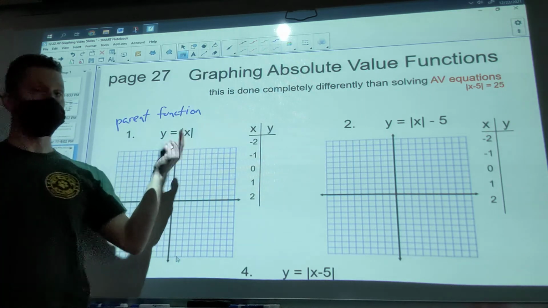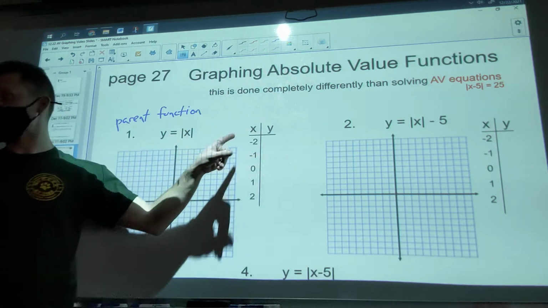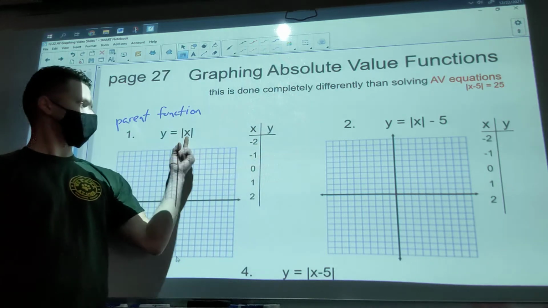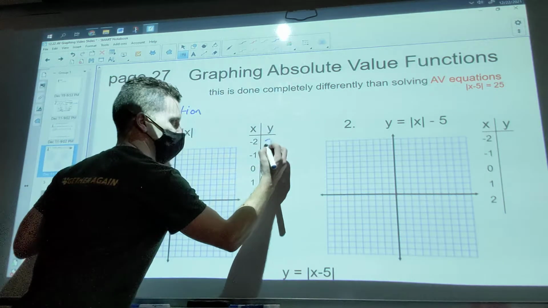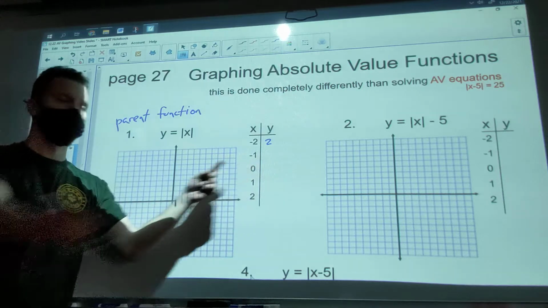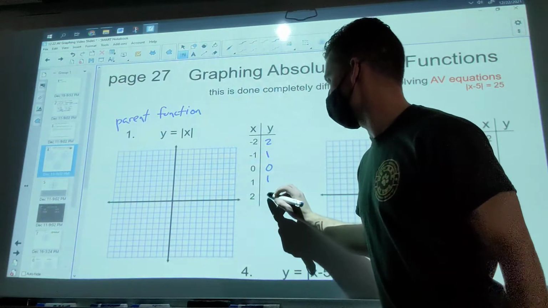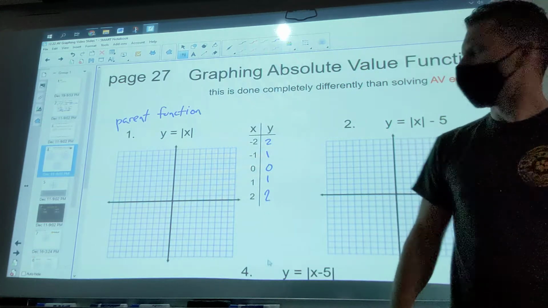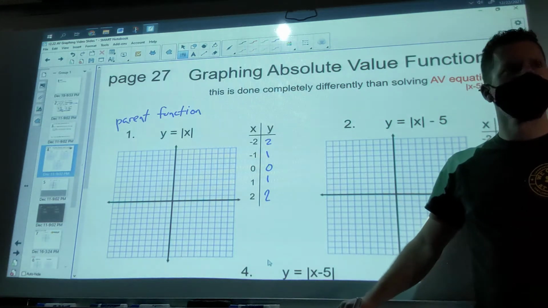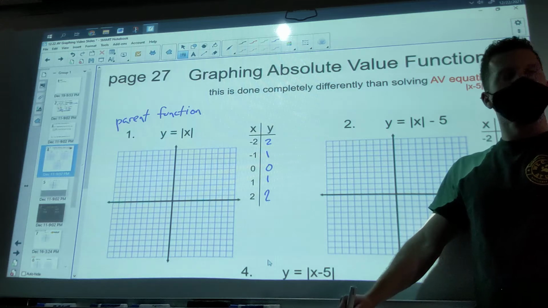Okay, cool. So let's go ahead and put some values in. It gives us some x values already. -2. What's the absolute value of -2? 2. I agree. Absolute value of -1? 1. Absolute value of 0? 0. Absolute value of 1? 1. Absolute value of 2? 2. Okay, cool. What do we notice about these y values that we got? They're all positive.